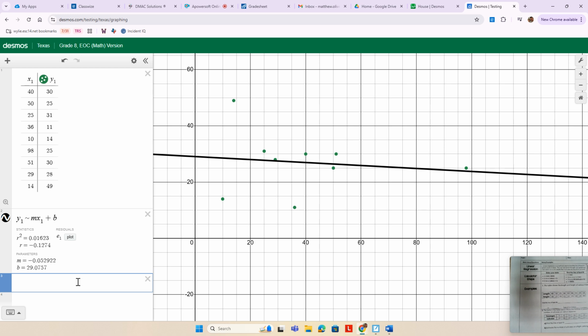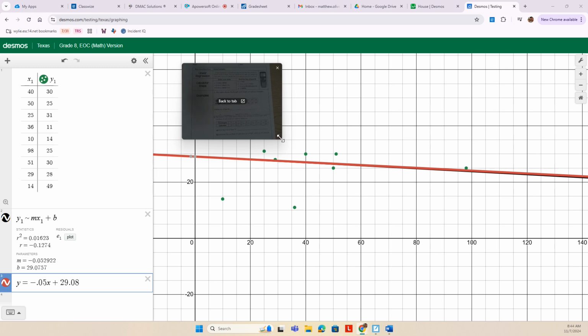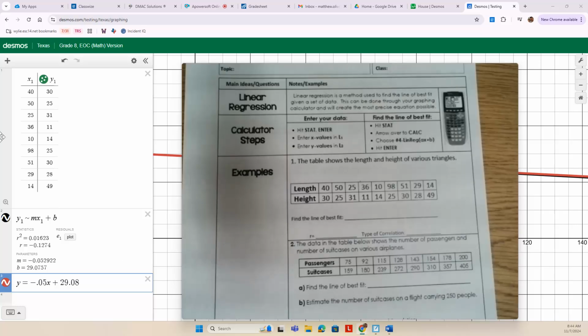And so the equation that we're going to write for this is just to place that m value and b value into the equation we just had. So y equals negative 0.05x plus 29.07, so 0.8. And that gives us our line. So going back to our page, that's what we're going to write for our line of best fit.